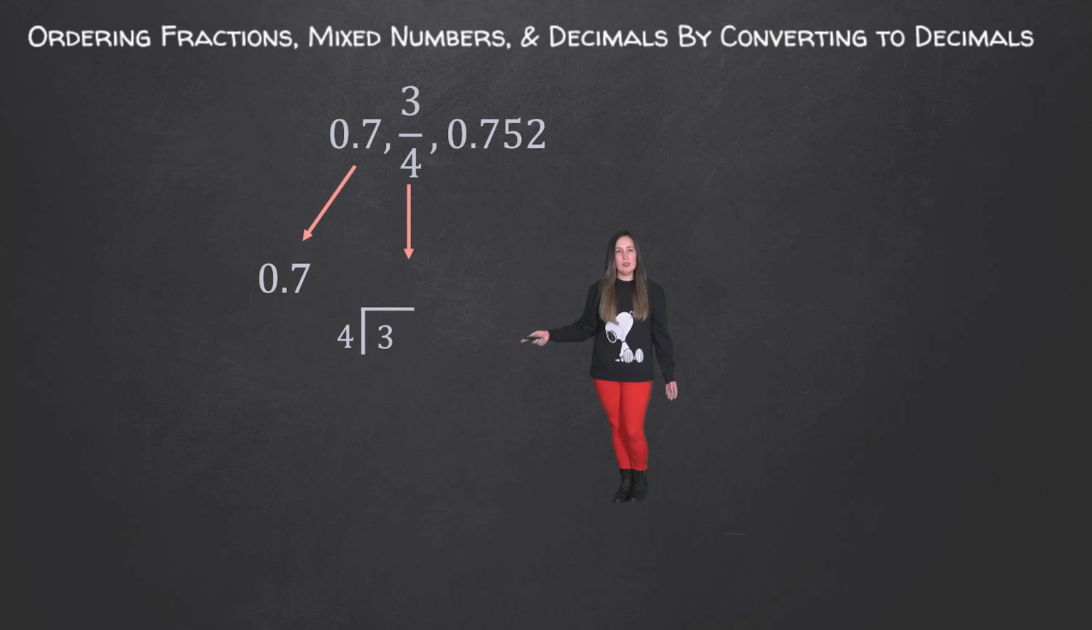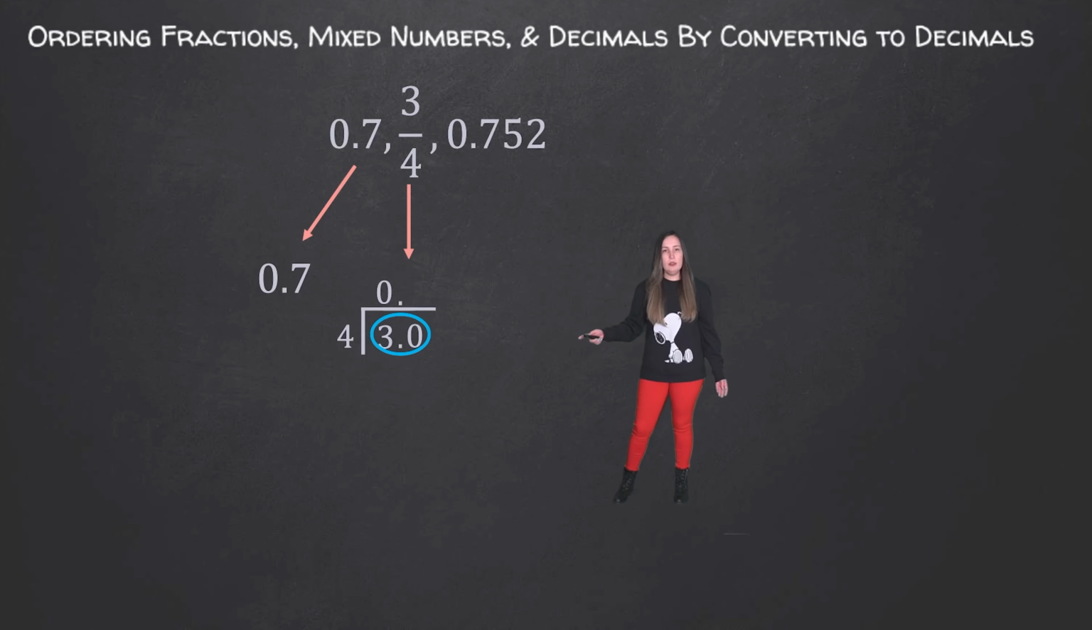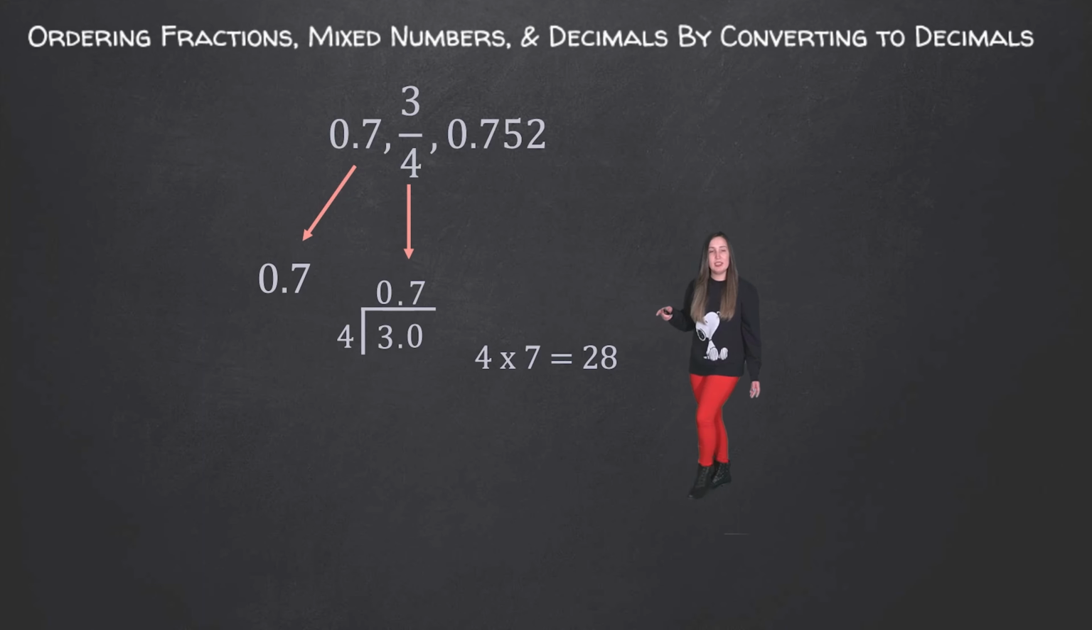Then we ask ourselves, how many times does 4 go into 3? Well, 4 does not go into 3, so we're going to put a 0 there. And then add a decimal point after the 3, and then add a 0. Make sure you bring up the decimal point. And then we ask ourselves, by ignoring the decimal, how many times does 4 go into 30? Well, 4 goes into 30 7 times. And that's because 4 times 7 is equal to 28. And that's as close as we could get without exceeding 30.